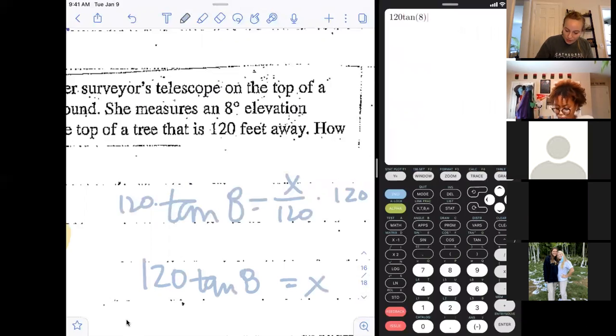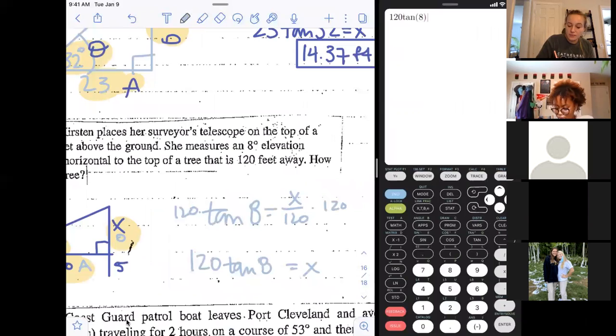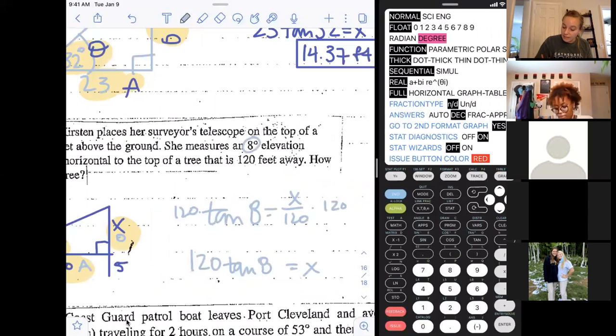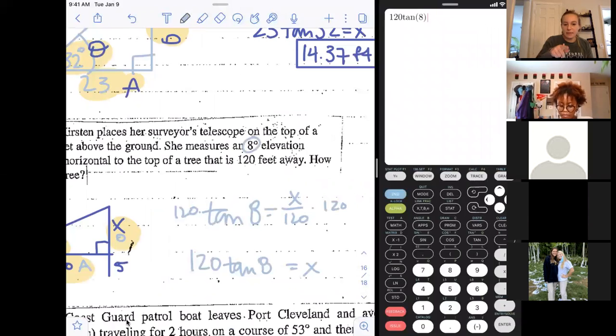I know 8's kind of a small degree, but it tells me it's 8 degrees. So I know that I'm still in degrees. We're still in the same mode. We want it to be like the same language as we're talking. So if I'm talking degrees, I want the calculator to also talk degrees to me. So when I put that in, I press enter, I get 16.86.